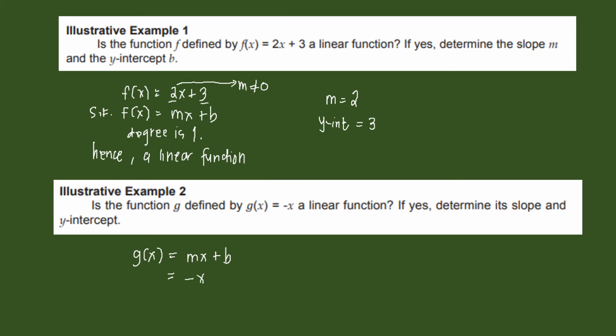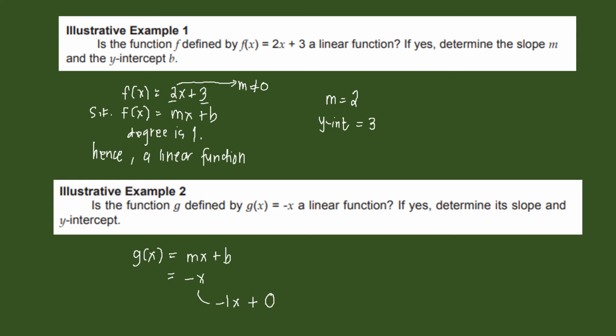Let's now look at the m and b. There's nothing written here but just a negative sign. What does it mean? This means that it is negative 1x. There is no b here, so I can write plus 0. So I have here negative 1x plus 0, because there's no b in this function.